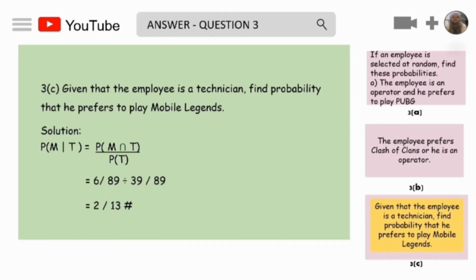Last, for question 3c, given that the employee is a technician, find the probability that he prefers to play Mobile Legends. The solution is probability of Mobile Legends intersect with technician, divided by probability of technician. The answer will be 2/13.